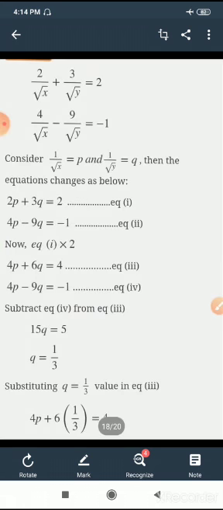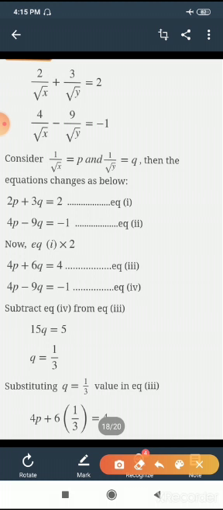Now the next concept is equations reducible to linear equations. So here is an example. Solve the pair of linear equations 2 by root x plus 3 by root y is equal to 2 and 4 by root x minus 9 by root y is equal to minus 1. So we have to solve these equations. First of all, they are not in the general form of a linear equation in two variables. So first we have to bring them into the general form.